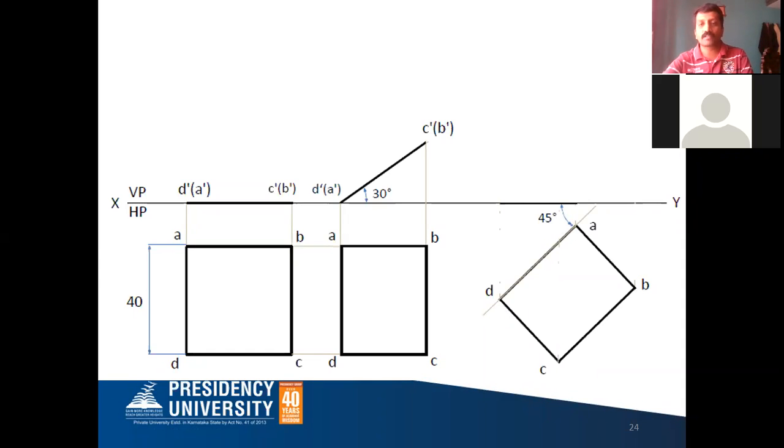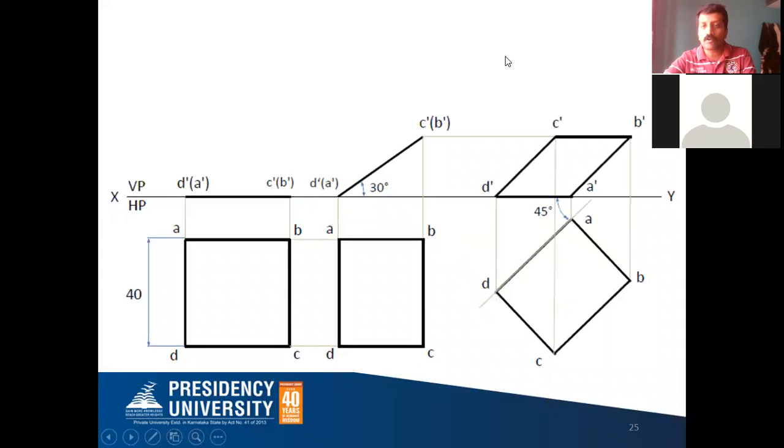Now how to draw the front view for this? Draw the vertical projectors from all 4 points of the top view and then draw the horizontal projectors from the previous front view. Now identify the points that coincide. A is here, A dash is here, this point is A dash. B is here, B dash is here, this is B dash. C is here, C dash is here, this is C dash. D is here, D dash is here, this is D dash. Join all the 4 points. Whatever front view you get, this is the final position front view. Almost it is looking like a parallelogram.